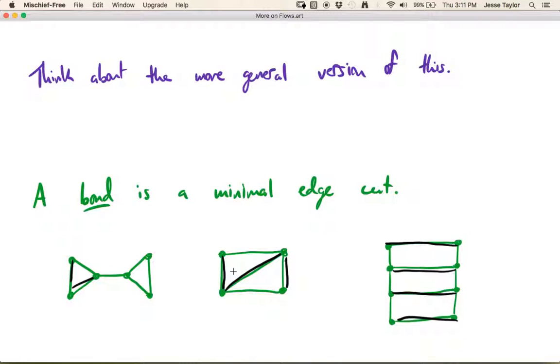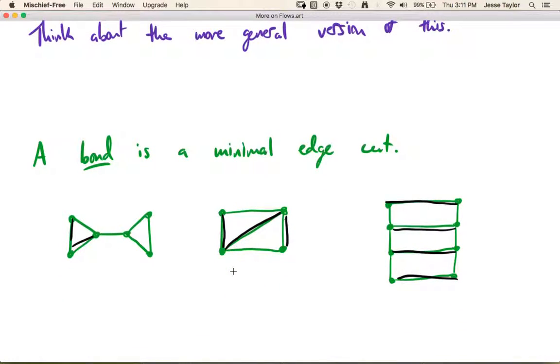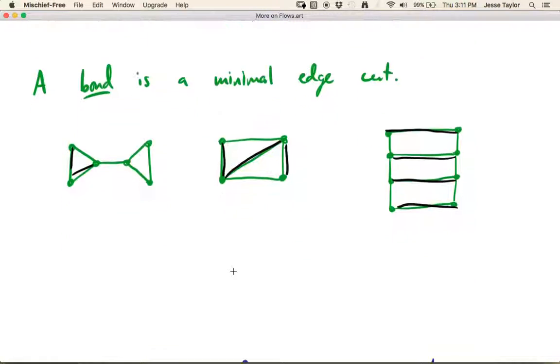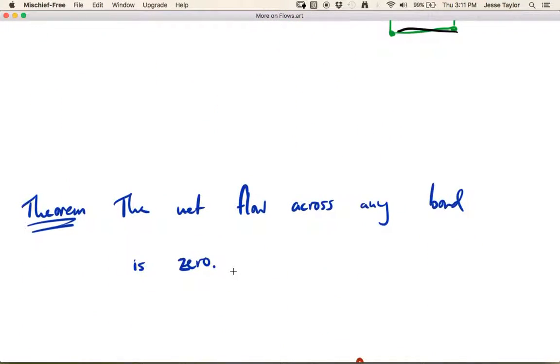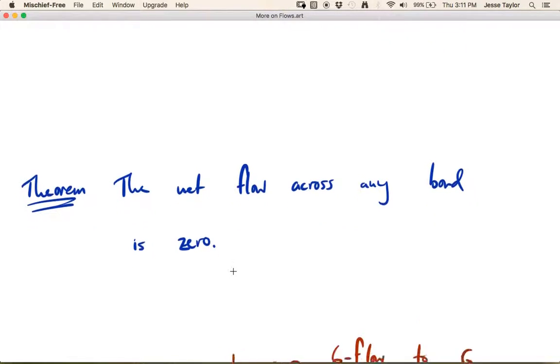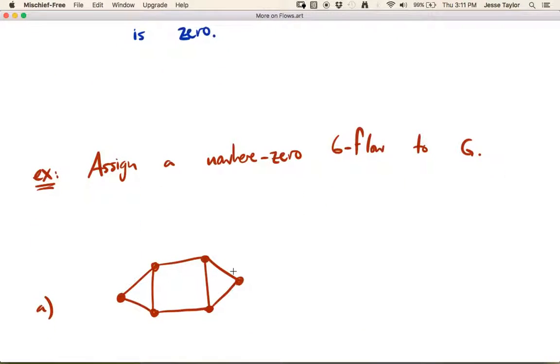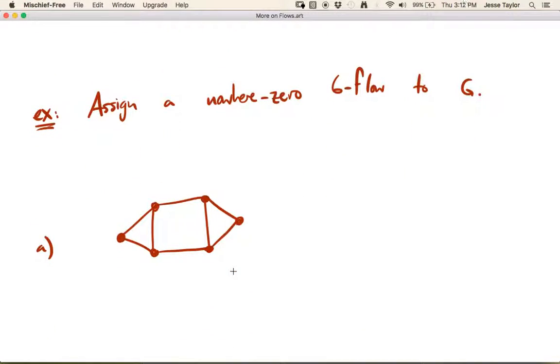And a bond is the generic version of a bridge. So if you consider the fact that a bridge has to have a flow of 0, then if you think about a bond, the net flow across a bond also has to be 0. Okay, so let's see what we mean here. Assign a nowhere 0, 6 flow to the following graph. We're going to do this one, and then we're going to do another one.